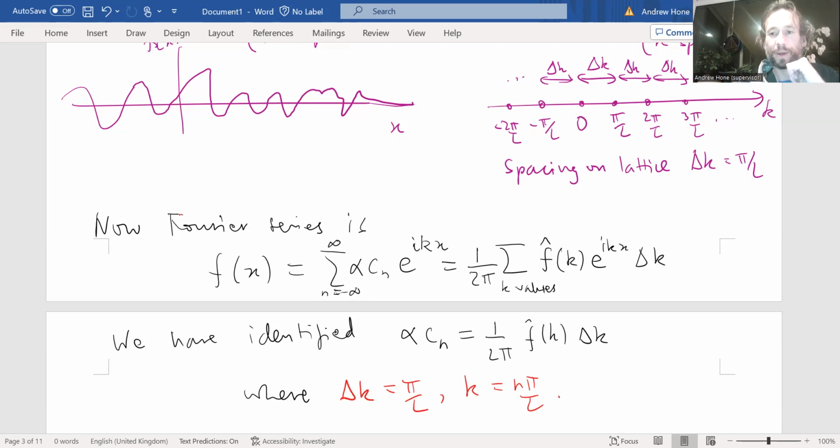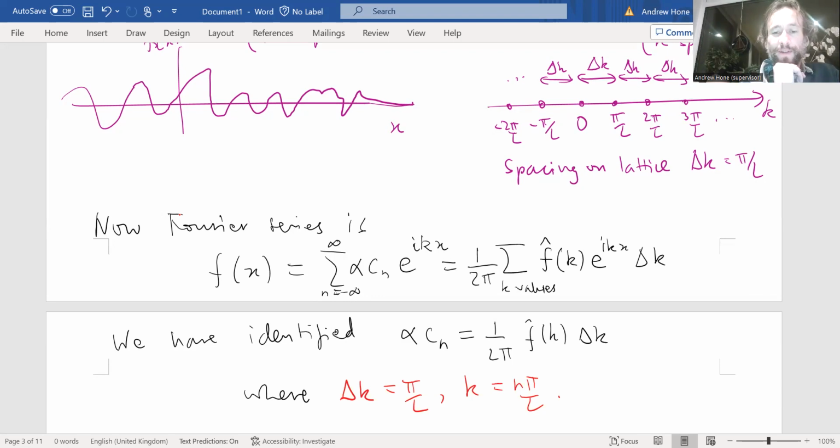You see I drew minus 2 pi over L, minus pi over L, 0, and so on. That's this lattice in k space. k is what we call the wave number. When you looked at plane waves, you've seen the wave number of a plane wave. And this formula should remind you of a plane wave, because we've got e to the ikx. So we've got a sum of plane waves in space. We haven't got any time here at the moment, we're just looking at something in x space.